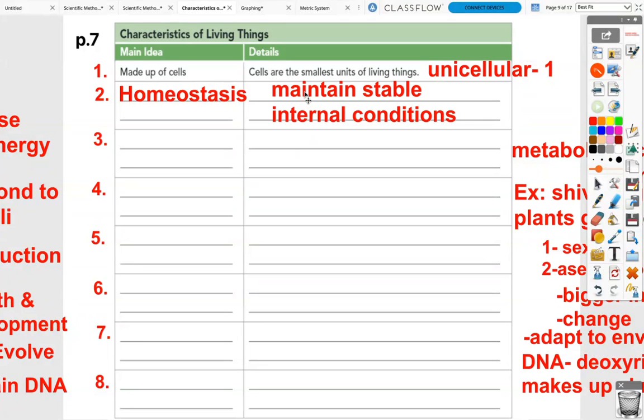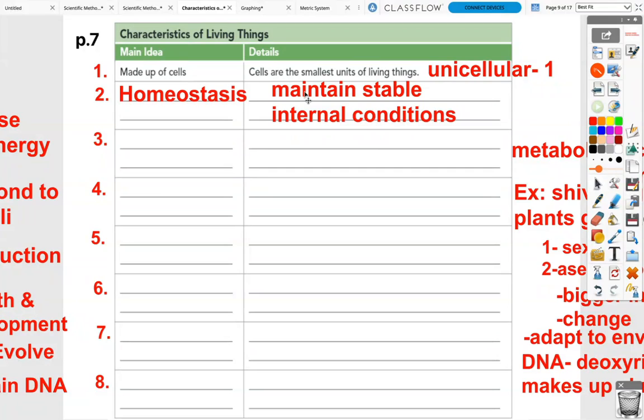Your cells are maintaining a steady amount of water. Your cells are maintaining a steady amount of sodium versus potassium. You are constantly trying to keep a stable internal balance. Your blood pH is maintained every day. In fact, blood pH is something that if it gets off by just a little bit, that could be deadly.